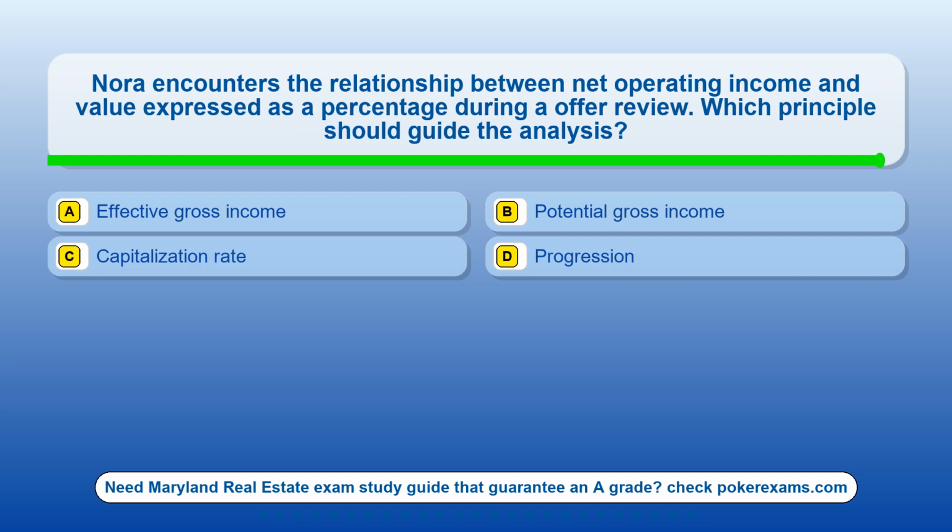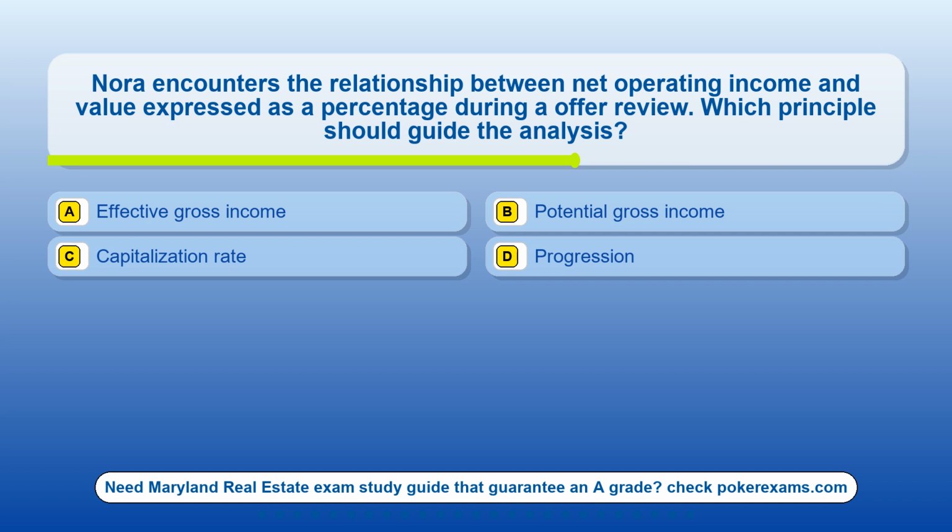Question 19. Nora encounters the relationship between net operating income and value expressed as a percentage during an offer review. Which principle should guide the analysis? Option A, effective gross income. Option B, potential gross income. Option C, capitalization rate. Option D, progression.